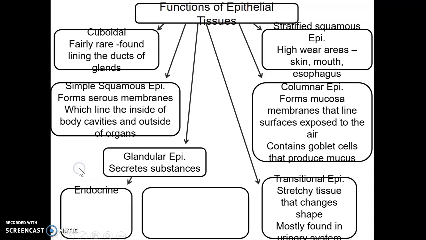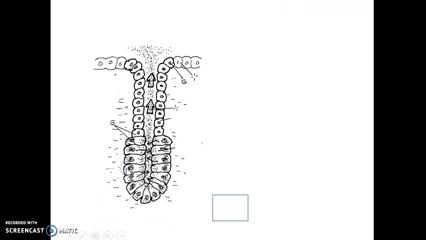All right. And the first type is endocrine. We recognize that from the endocrine system. Okay, so glands that are in the endocrine system are going to have this kind of tissue. All right, and so this would be your epithelial cells down here at the bottom.